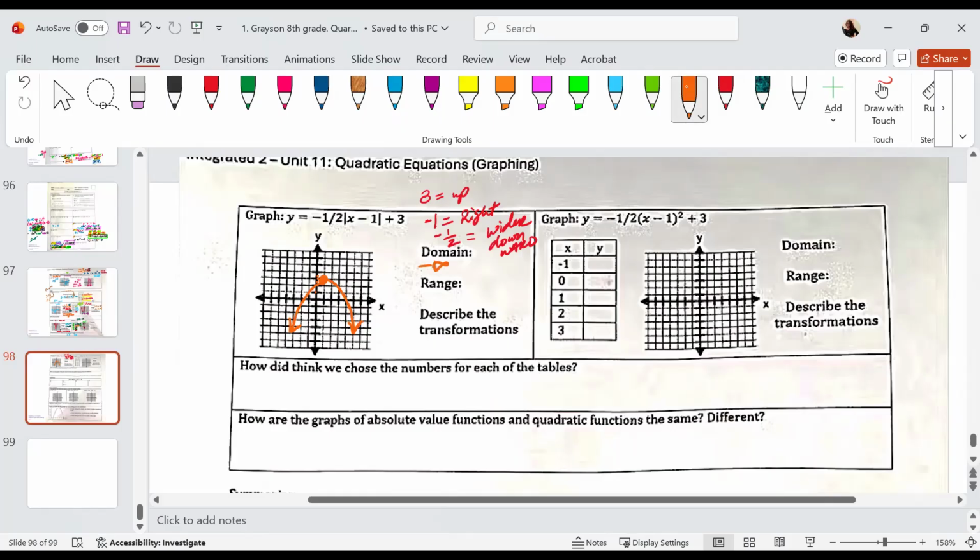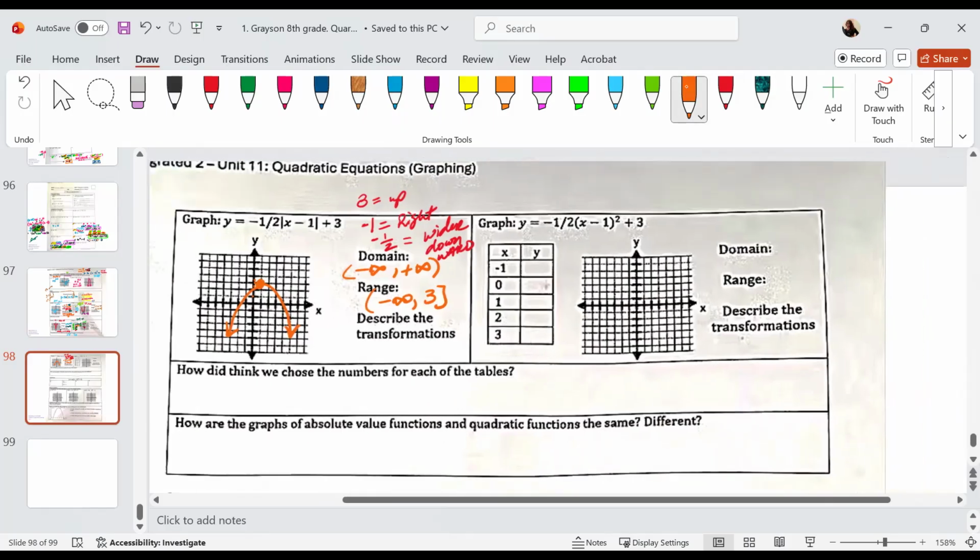Okay, domain. -infinity, +infinity. Range. How far down does it go? No. How far down? Down. It keeps going down. It doesn't stop. Do you see the arrow pointing down? When it goes up, how far up does it go? Bracket. You describe the transformation, yes?